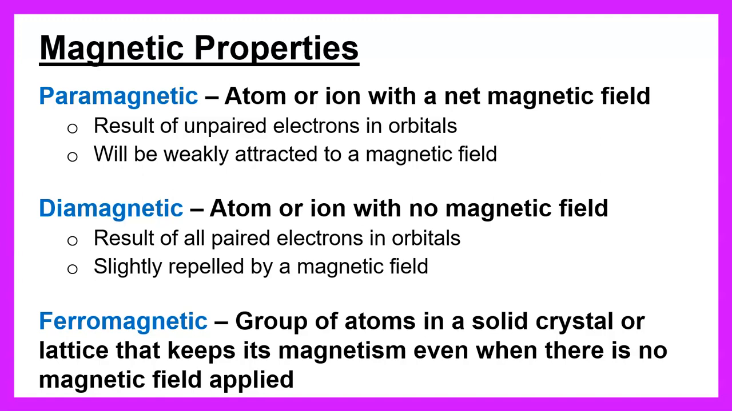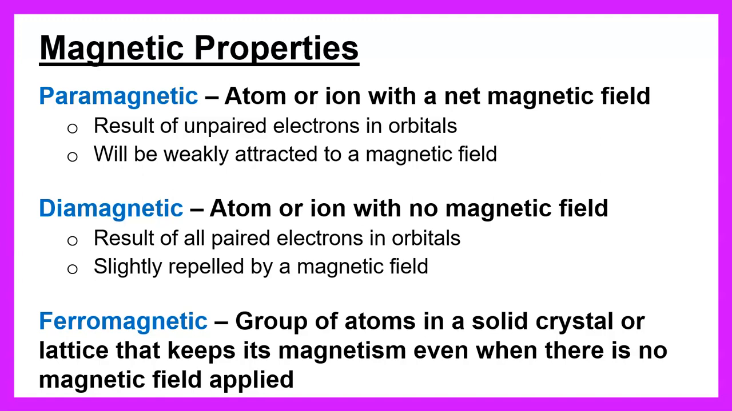Compare that to what we call diamagnetic, where all of your electrons are paired up in their orbitals, and that results in no attraction to that magnetic field. In fact, it's slightly repelled. There are some things called ferromagnetic, which is when we have a lattice structure, like a crystal, that keeps its magnetism even if you don't apply a magnetic field to it. So sometimes these terms will come up when they're trying to talk about the arrangements of electrons inside their orbitals.